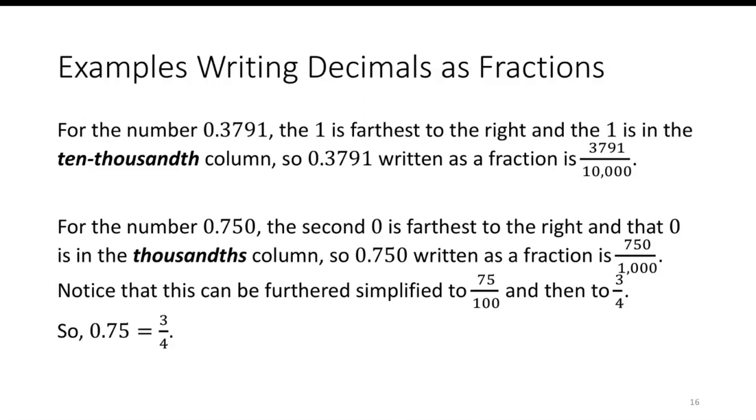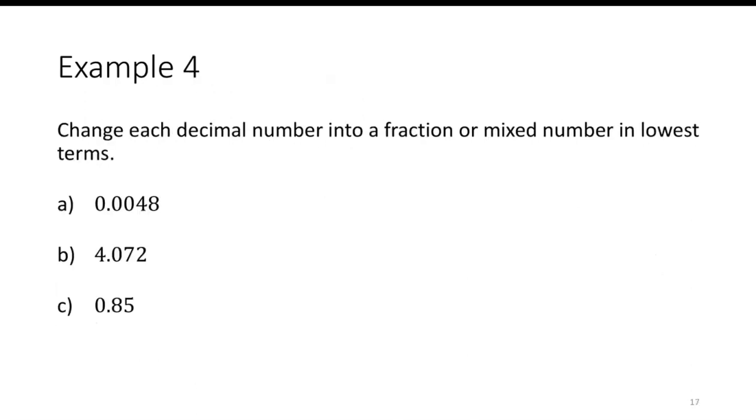Notice that I can drop that 0, and I end up with 75 hundredths. I can also reduce it to 3/4. So 0.75 is the same thing as 3/4. It is equivalent. So change each decimal number into a fraction or mixed number in lowest terms.